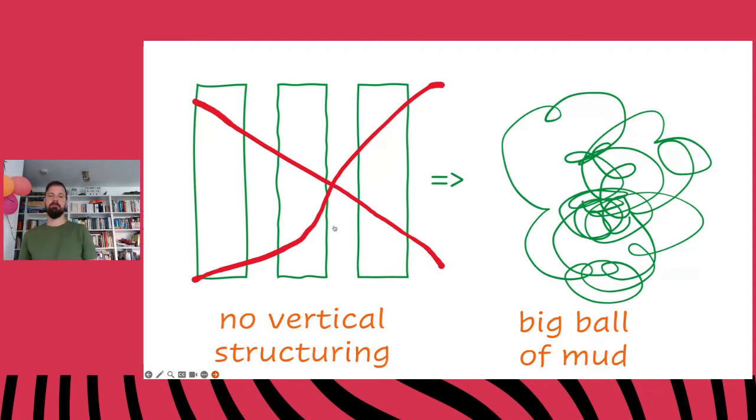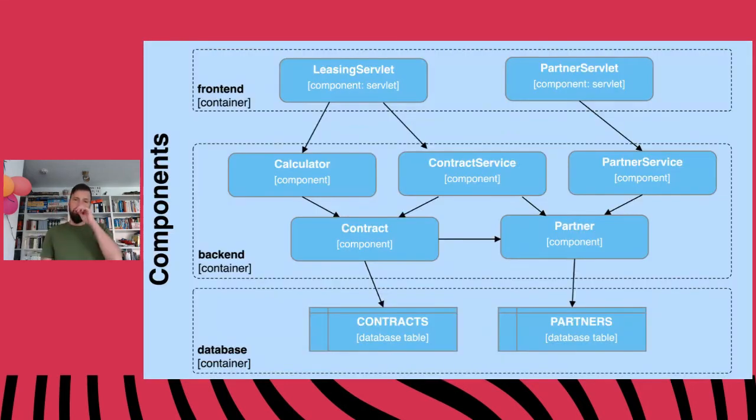Okay, so we have no vertical structuring here. We have what's called a big ball of mud. And what are we going to do about that? Well, first, let's have a look. Where would we want to have our boundaries?